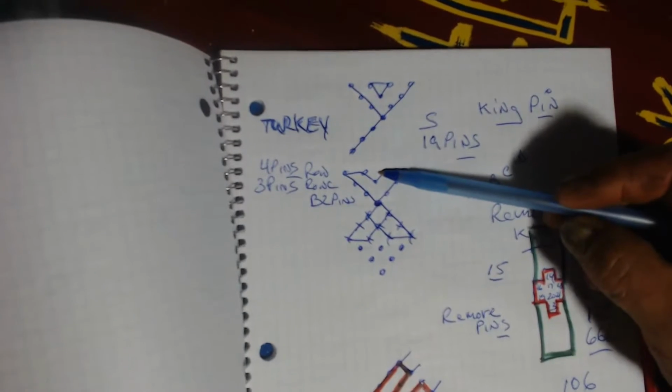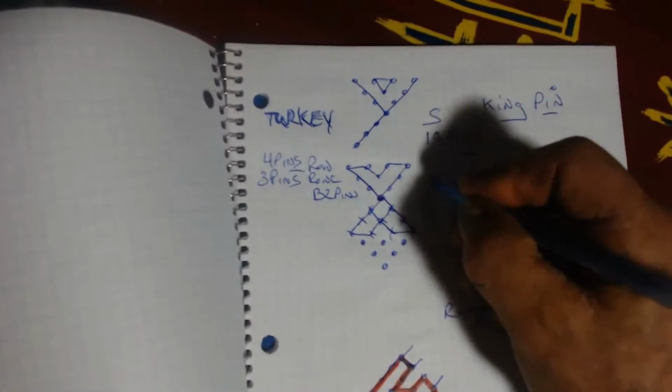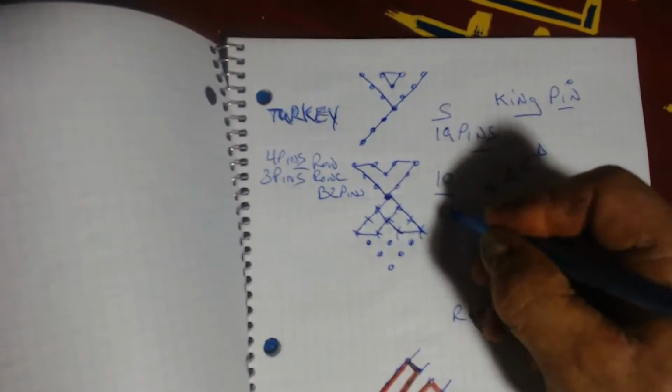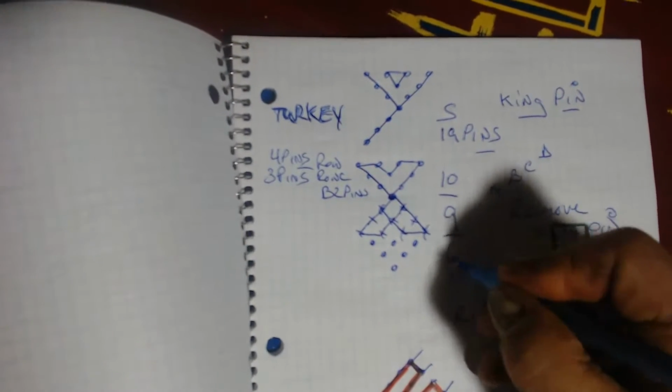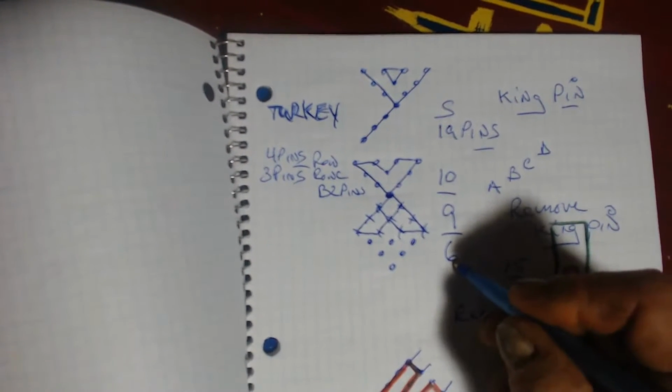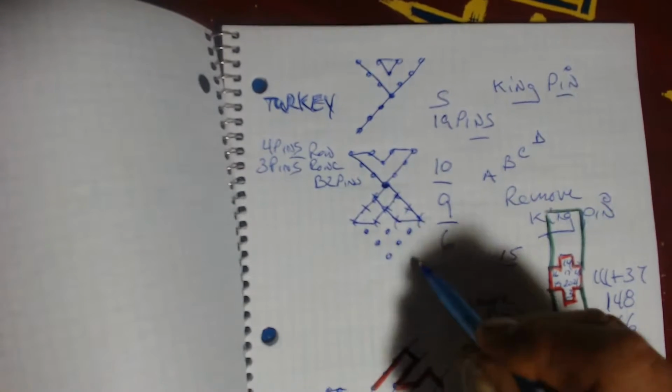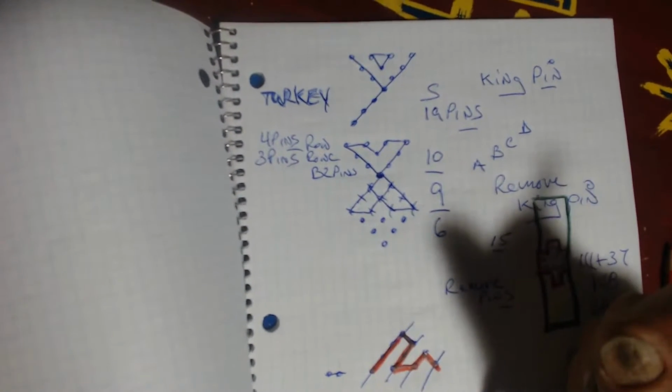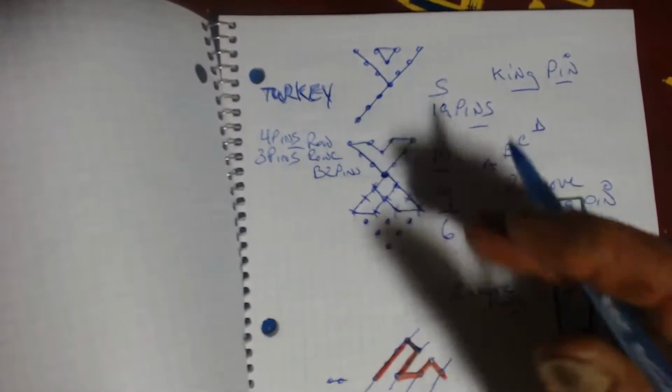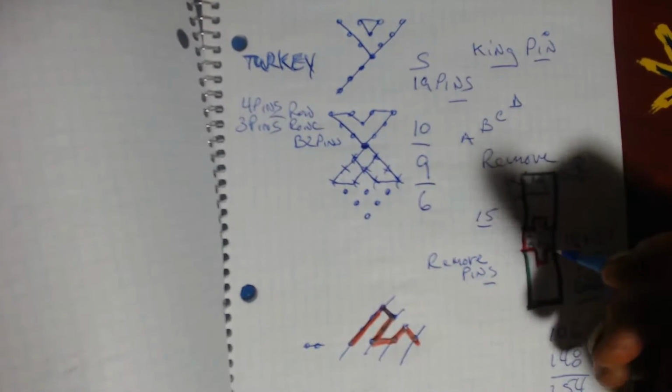So first, I connected my first 10. Then I connected 9. Now I connect 6. And the reason I connect 6 is because I already have the 4 here. I'm going to double them up. So I don't know what equation and how to calculate that.